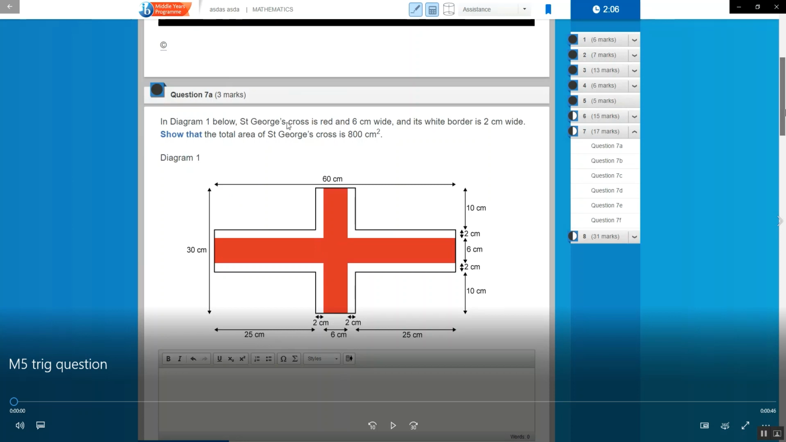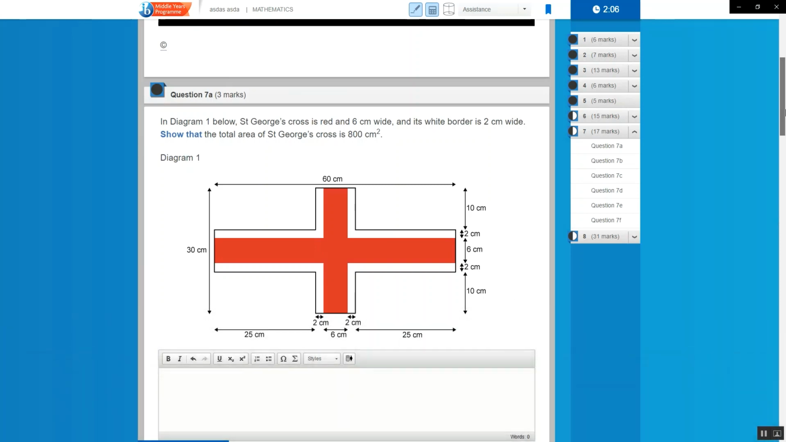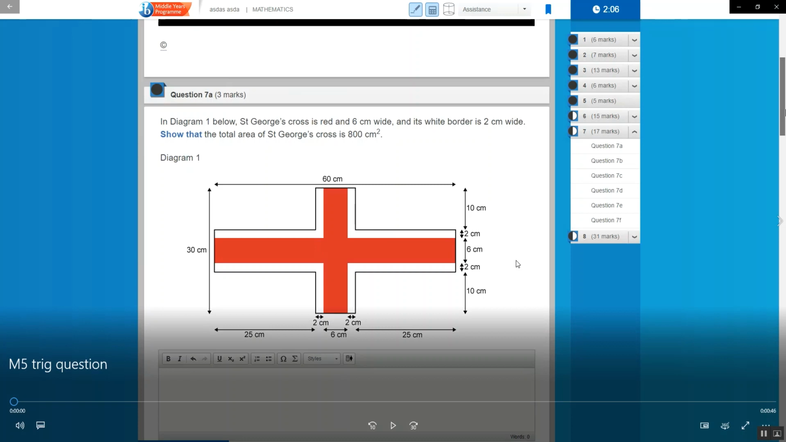So diagram 1 below is the St. George's Cross, is red and 6 centimeters wide. So this part is red and it's 6 centimeters wide. Its white border is 2 centimeters. And the white border runs the whole way around, apart from the edges. Show that the total area of the St. George's Cross is 800 centimeters. Okay? So I want you to have a go at that now. I'm going to pause this for a couple of minutes and I want you to do this question, okay? And we'll go over it shortly.